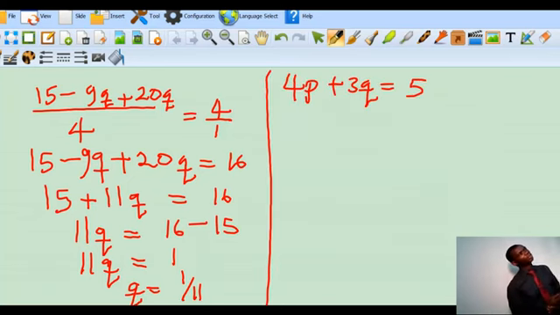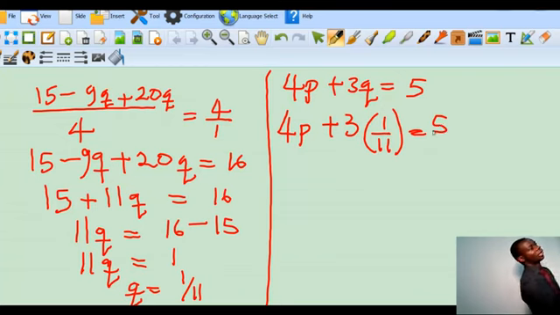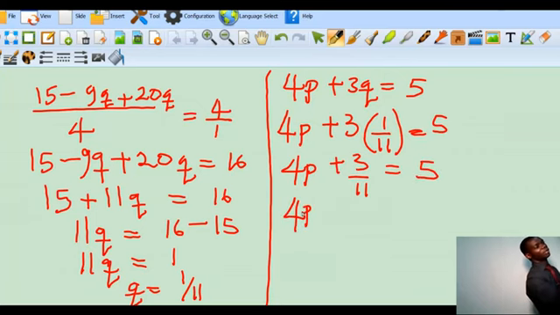Now remember that from equation 1 we have 4p plus 3q is equal to 5. So we are going to substitute for the value of q that we've gotten before in order to obtain the value of the second unknown, which is p. So 4p plus 3 into bracket 1 over 11 is equal to 5. And 4p plus 3 over 11 is equal to 5. In order to make p the subject of the formula, take this to the right side: 4p is equal to 5 minus 3 over 11.